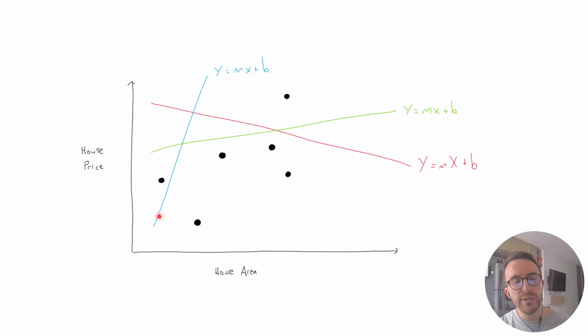Now you may remember from algebra class in school that a line can be defined by two values, m and b. M represents the slope, so how inclined it is, and b represents at what value it crosses the vertical axis. So with these two values, you can define any line. And then the question is, what are the m and b values that result in the line of best fit?